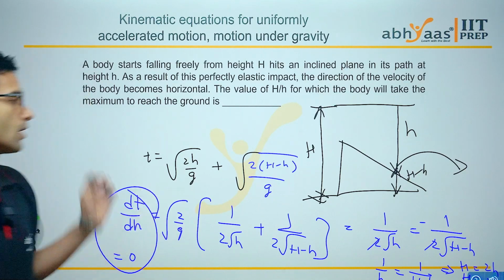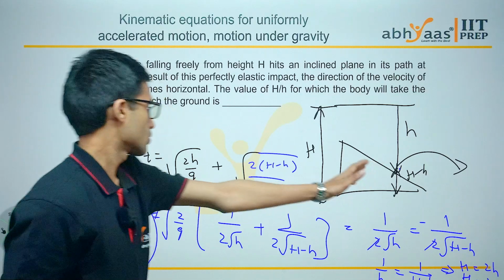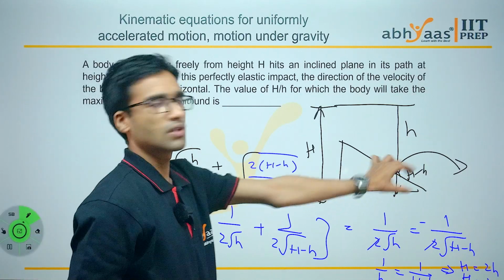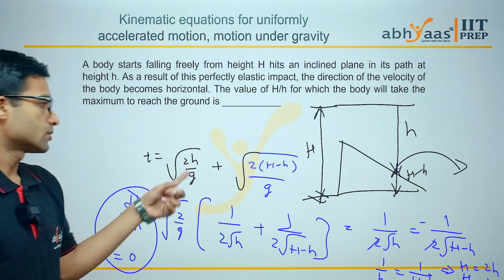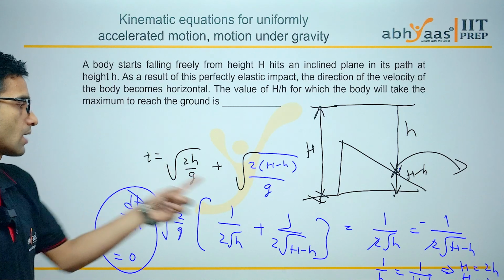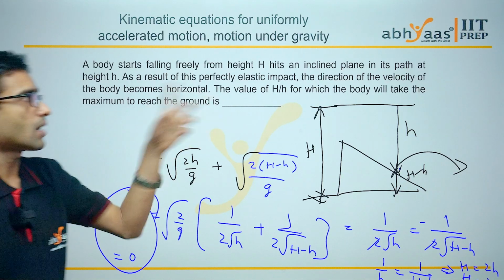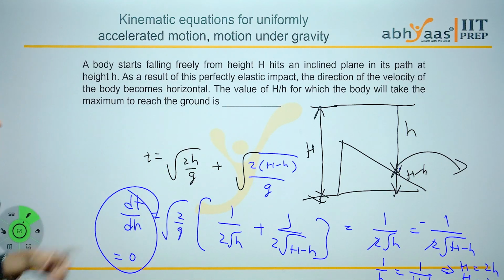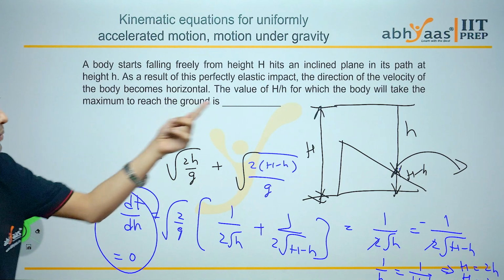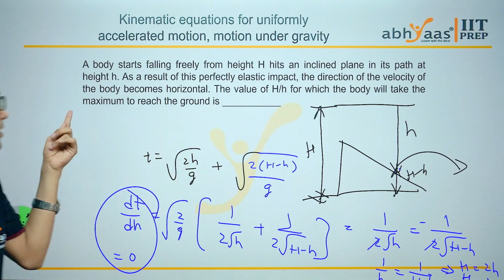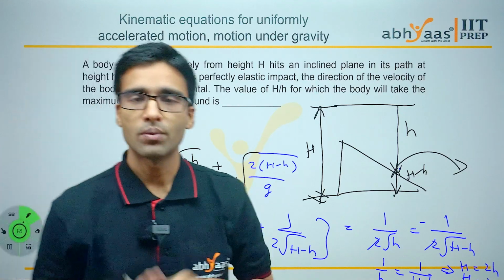Why have I done maximization? Total time is equal to, up to this, 2 root 2h by g. After that, this one, 2 root (h minus h) by g. That is the total time. In the question they are asking for the maximum time, the maximum value. So the value of h by h for which the body will take the maximum time to reach the ground. So here we are using the maximum-minimum concept.